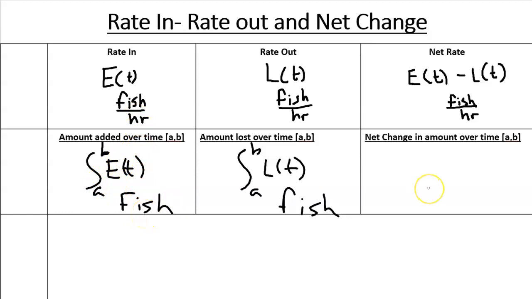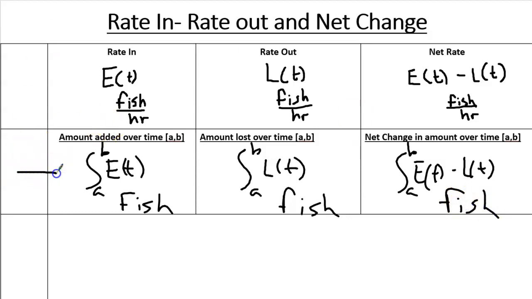Okay? Now, the net change in the amount over time would be if you take the net rate and integrate that. And what that would tell you is the total change in the number of fish that are present in the lake over some time period. So this tells you the total number of fish that went in, this tells you the total number of fish that came out, and this tells you the total change in the amount of fish over that time period.